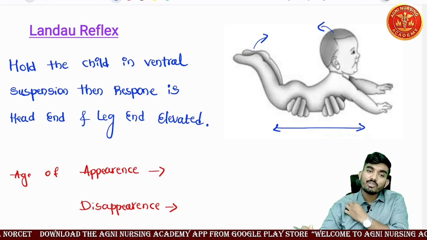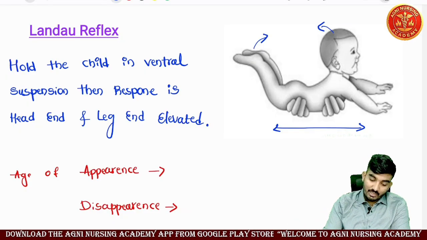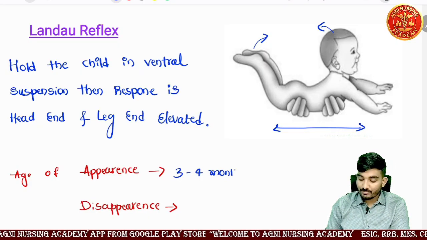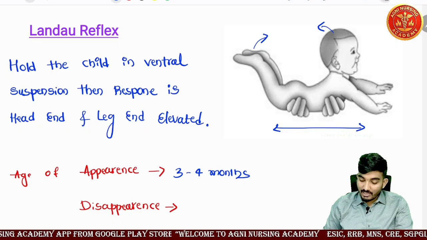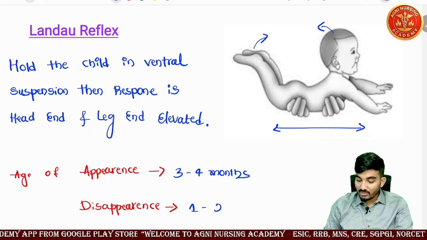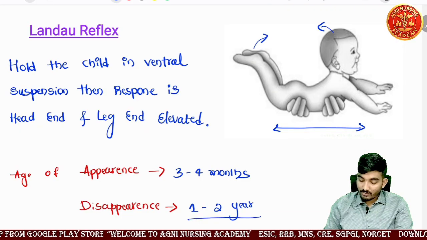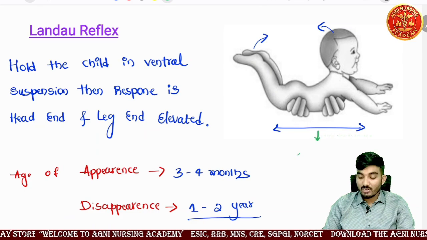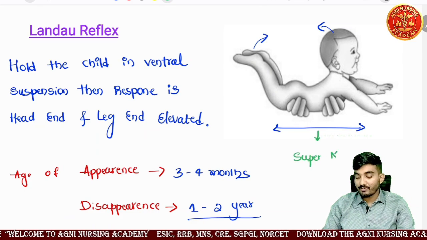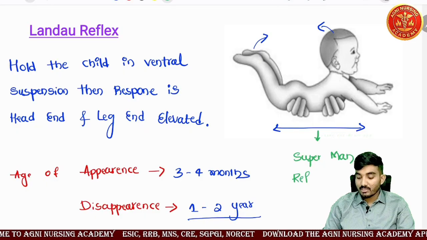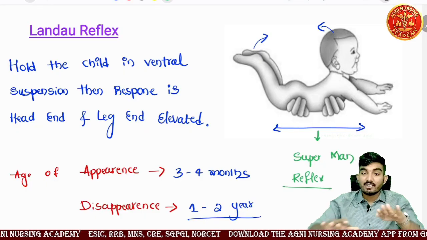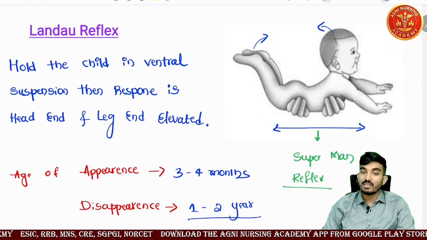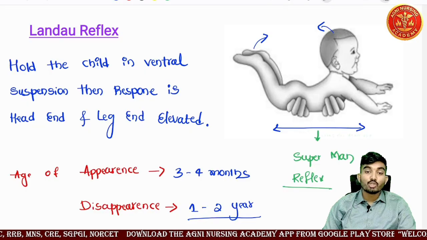The age of appearance: it appears at the age of 3 to 4 months, and it disappears at the age of 1 to 2 years. It is also known as the Superman reflex, because the child is doing a movement like this. It looks like Superman movements. That's why Landau reflex is also called the Superman reflex.